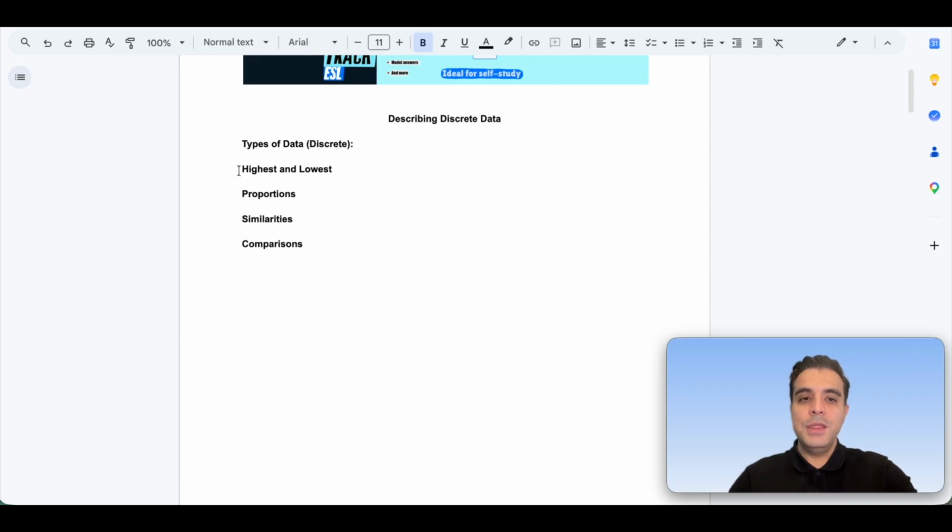Let's begin with the structures for describing the highest and lowest amounts. So just add describing highest and lowest amounts.